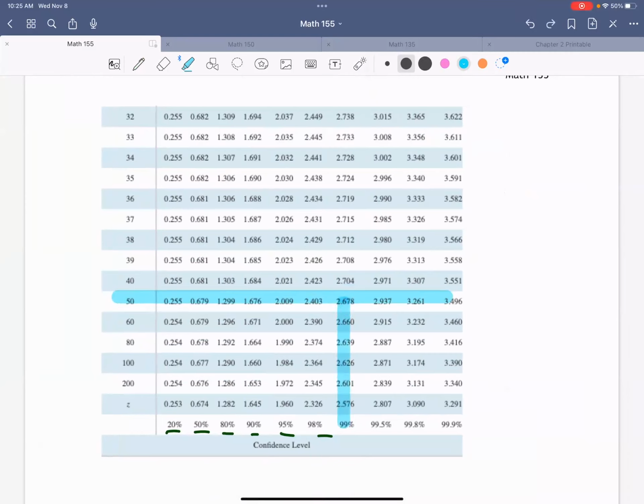Now, the last question I get about this chart is, once we reach 200, there's nothing after 200, okay? So for example, if you have 400 degrees of freedom, you're probably wondering what to do. In that situation, well, I'll tell you, I'm actually never going to give you a situation like that, so you don't have to worry about that.